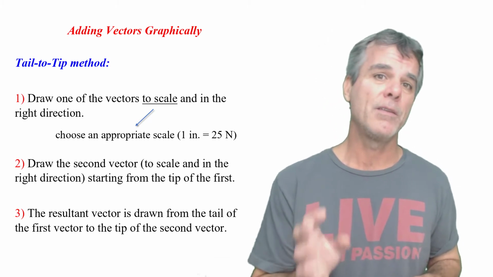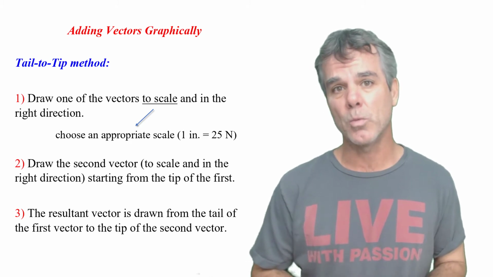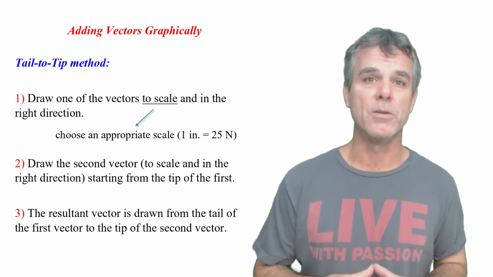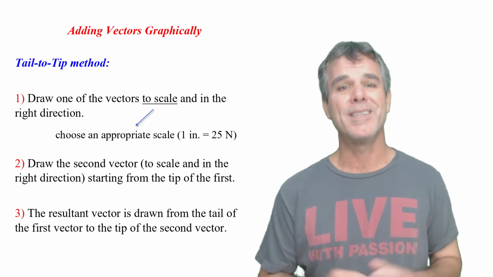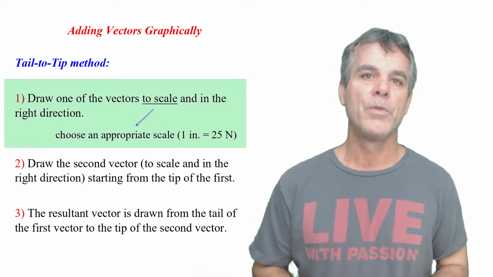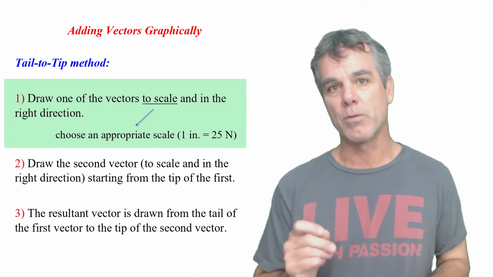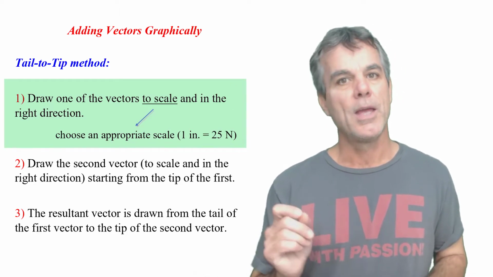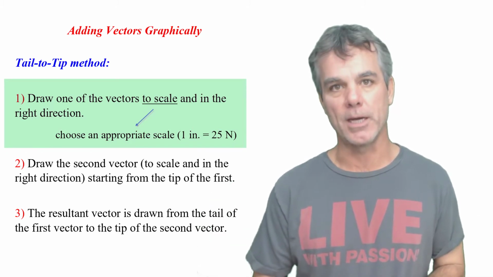However, adding vectors graphically is a very powerful way of double-checking your work when you're adding them using components. I like having my students draw a quick sketch just to double-check their work. So the tail-to-tip method, very simple, 3 steps. Step 1, draw one of the vectors to scale and in the correct direction. Remember, the arrow points in the direction that the vector is, and the magnitude of the vector is proportional to the length of the arrow.